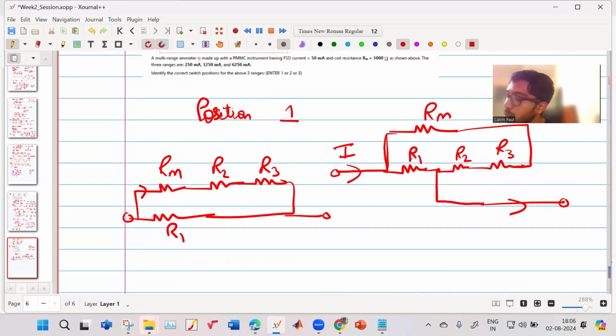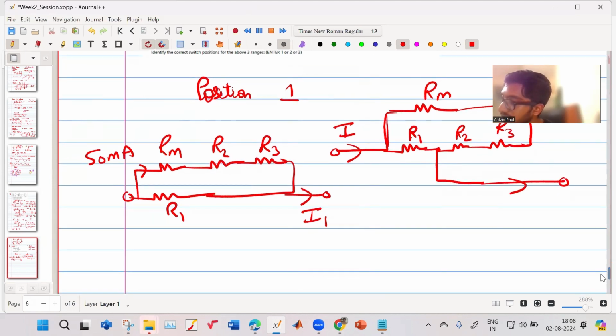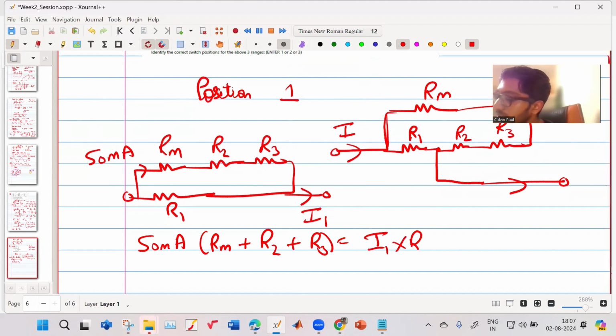So for sure, we know the current over here is 50 milliampere. We don't know the current here, our current in position 1. That is what we want to find out. This is one part. Secondly, what else can we say? We know 50 milliampere into Rm plus R2 plus R3 is equal to I1 into R1.